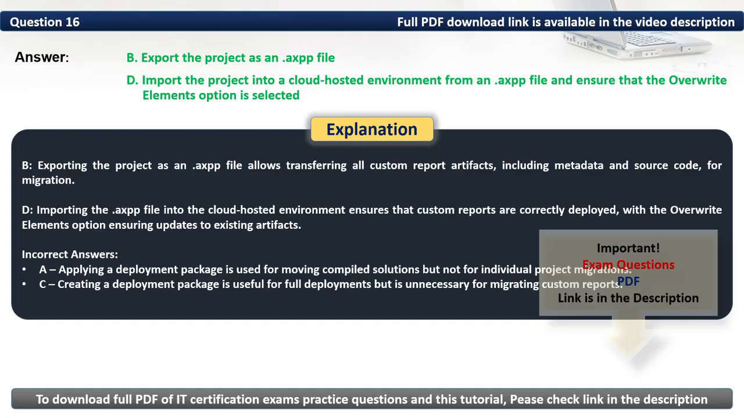About the options, B. Exporting the project as an .axpp file allows transferring all custom report artifacts, including metadata and source code for migration. Then we have D. Importing the .axpp file into the cloud-hosted environment ensures that custom reports are correctly deployed with the overwrite elements option ensuring updates to existing artifacts.